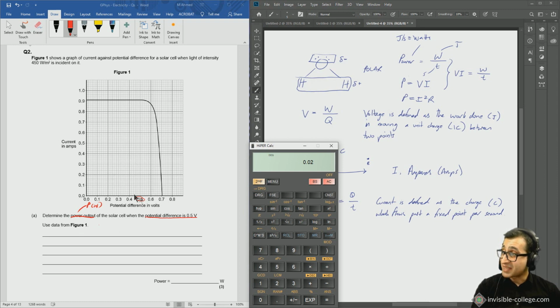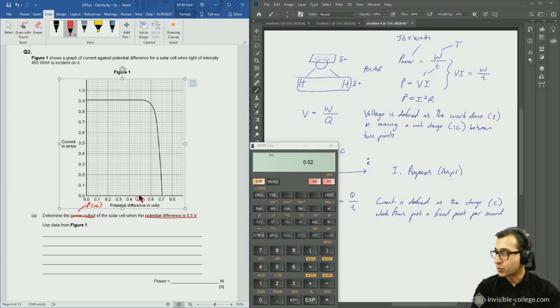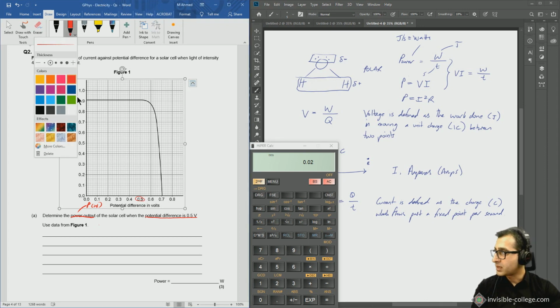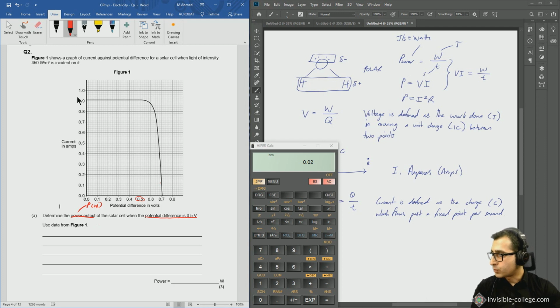So we need to read off the graph correctly in order to work out, first of all, what the current is at this potential difference. So again, I'm belaboring the point here, but you see what I'm saying. So you read off the graph. Let me just go back here. So we're reading from here. So we follow this line up and we find that it intersects this line here, and it's a straight line which comes here. So if this is 0.92, this will be 0.91. So this value here is 0.91 amps. So we now know voltage is 0.5 volts. We've read from the graph, current is 0.91 amps.